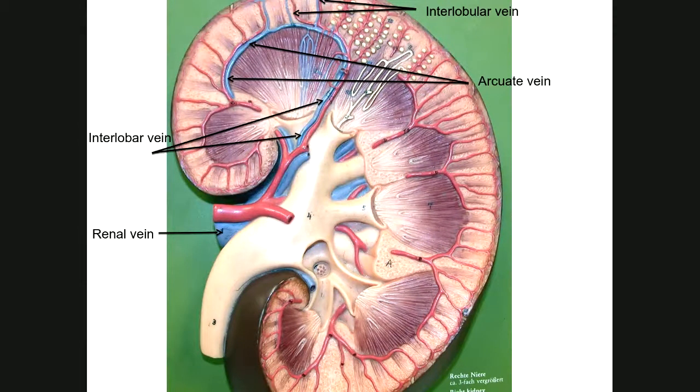And then what we're going to do is we're going to turn around and come back out by way of veins. So look, the veins run right next to the arteries. There's an artery. There's a vein. There's an artery. There's a vein. And basically, they're going to have exactly the same names. So remember, these were interlobular arteries. So right next to it is going to be an interlobular vein. These were arcuate arteries. So right next to it is going to be an arcuate vein. These were interlobar arteries. So right next to it is an interlobar vein.